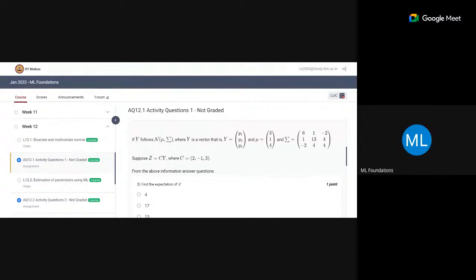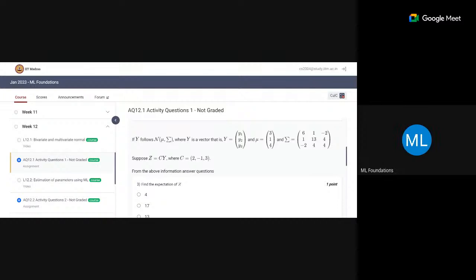So what is CY? Ma'am, is it 2y1 minus y2 plus 3y3? Yes. Now you want to find the variance of Z. So what will you do? The constants will come out as squares. But then we don't know the variance of y1. You know the variance of y1.